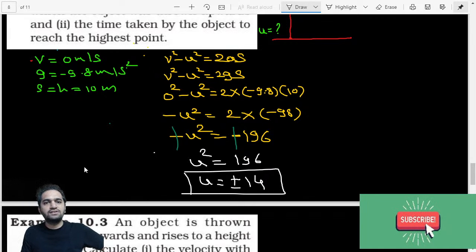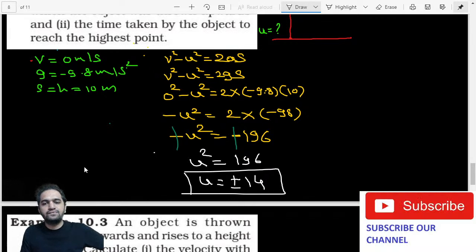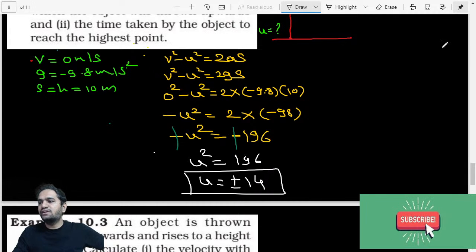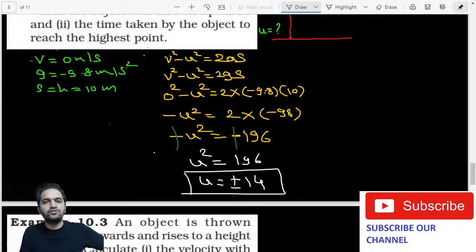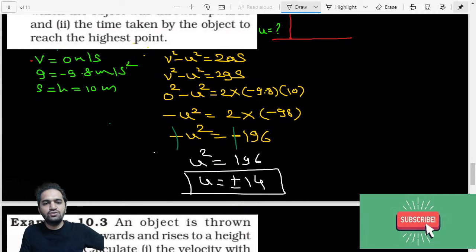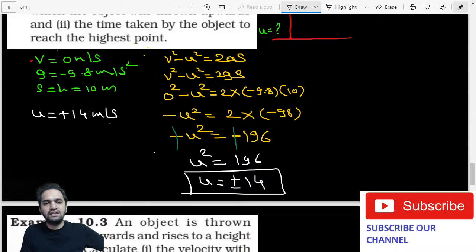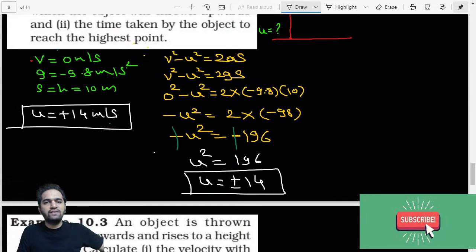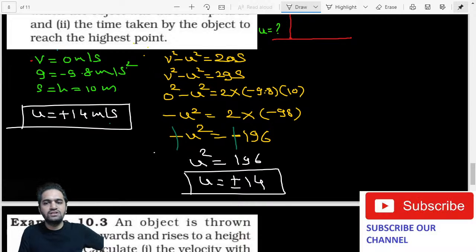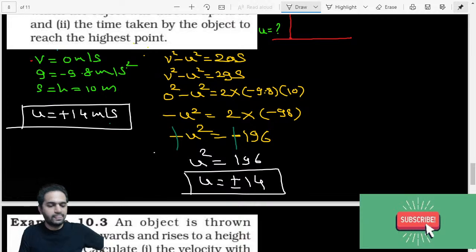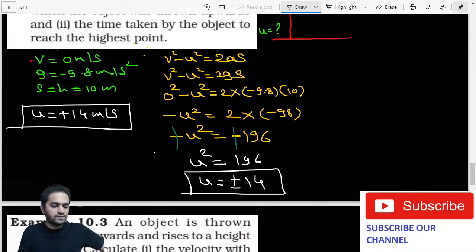You have to understand this. But you can ignore the negative value, because in this case the value should be positive. So you can just say u is plus 14 meter per second. You can ignore the negative value. Whenever you are taking the square root, you have to understand that you are going to take both the values, positive and negative, right?